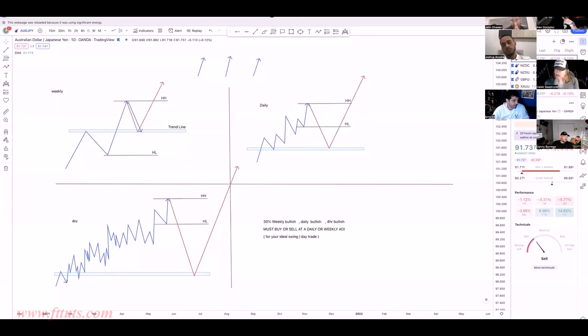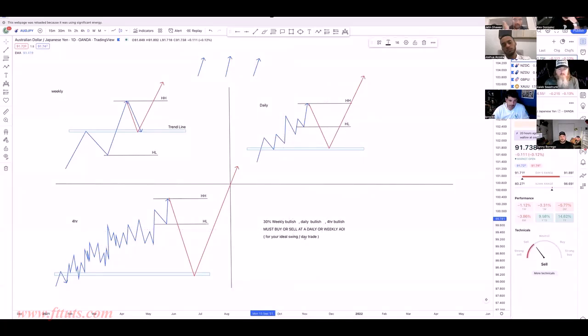Why is the area of interest on the weekly? Because for this example, we're going to be buying at a weekly area of interest.